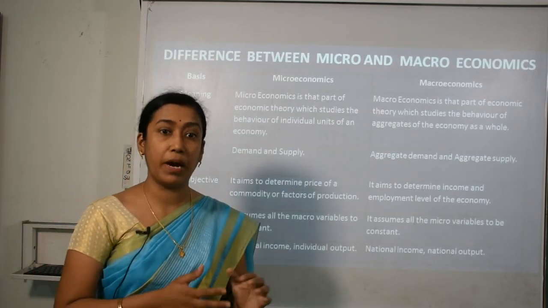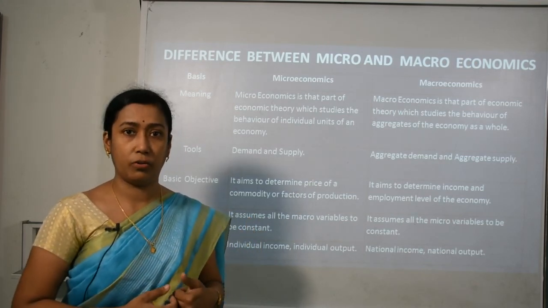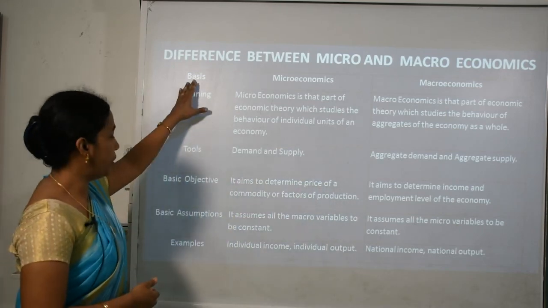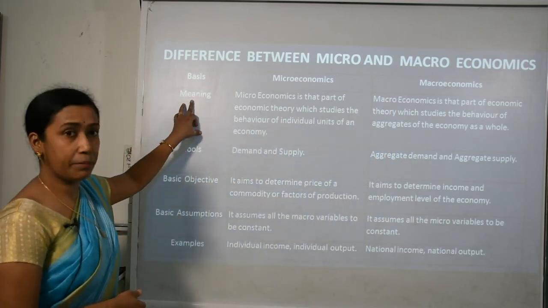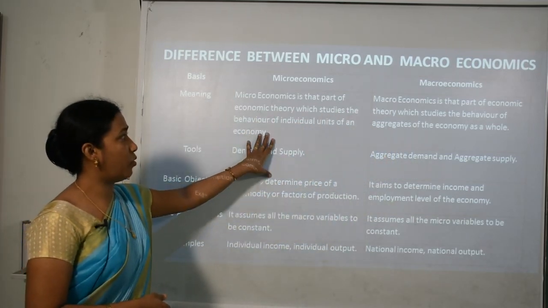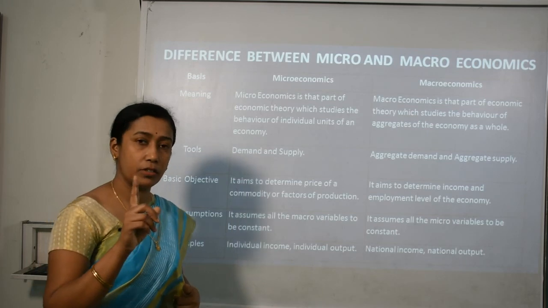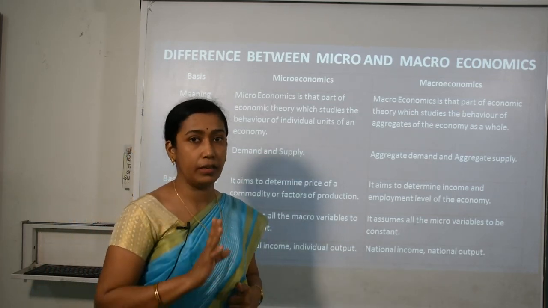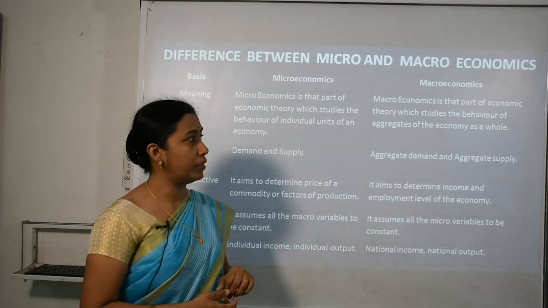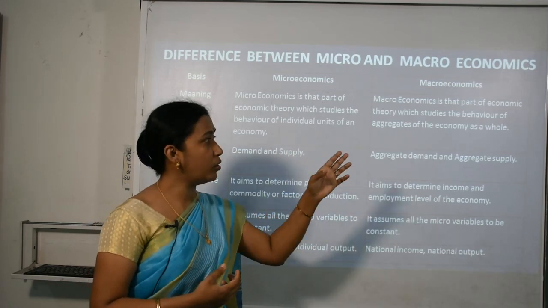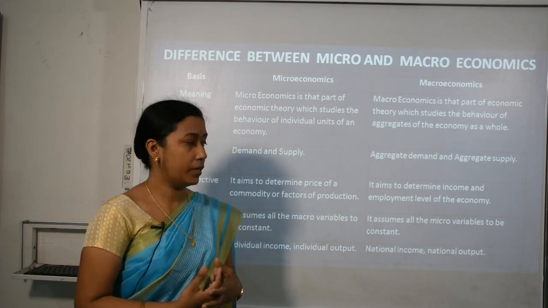Now the difference between micro and macro. Just now we have finished the definitions, or the meaning, of micro and macro. Now going to the differences, here you can see the basis of difference between microeconomics and macroeconomics. When we say meaning, microeconomics is that part of economic theory which studies the behavior of all the individual units of an economy. It is studying only an individual or single unit of an economy. That is why we say micro, small economics. Macroeconomics studies the behavior of the aggregate of the economy. Aggregate means a large bunch, a group, as a whole.